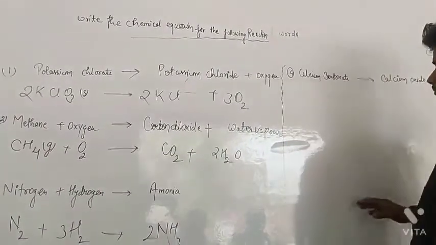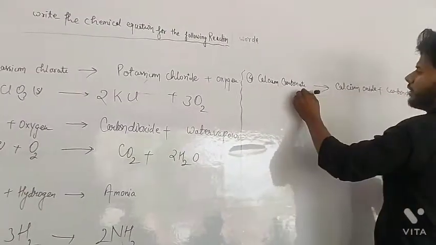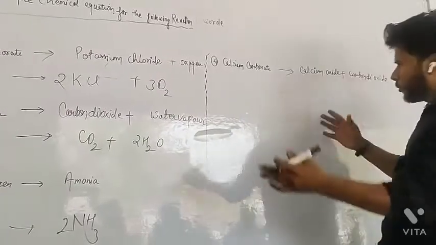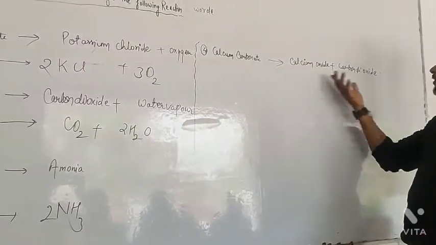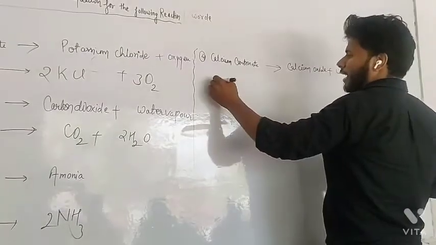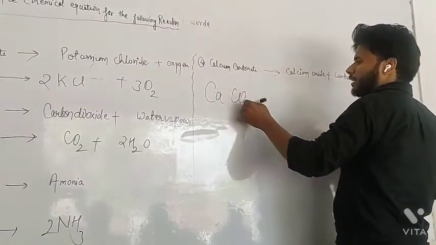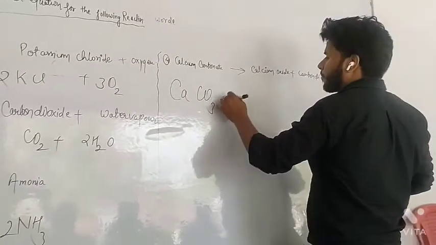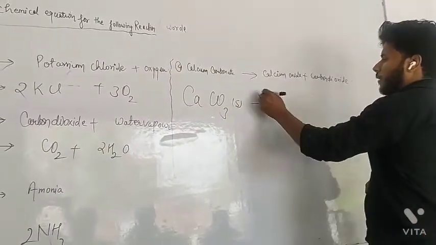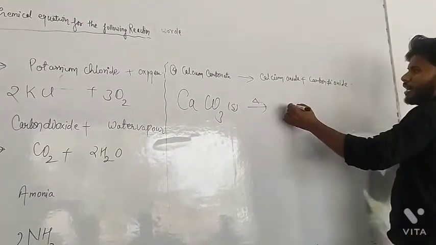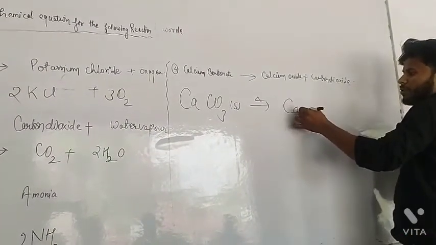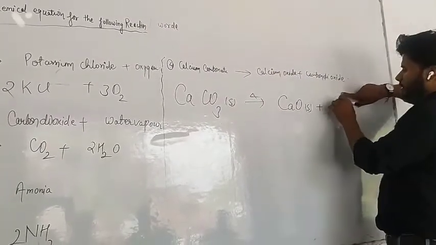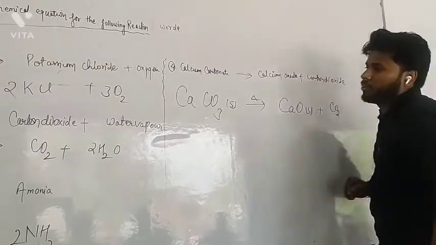Okay. Now the next question is what? Next it is written that 1 molecule of calcium carbonate decomposes, forming calcium oxide and carbon dioxide. What do we have? Calcium carbonate, that is CaCO3, which is in solid state. Okay. So after decomposition, after giving heat, what will it form? Calcium oxide, that is CaO, which is in solid state. And also CO2 here.